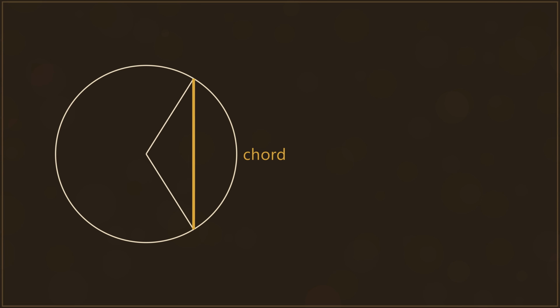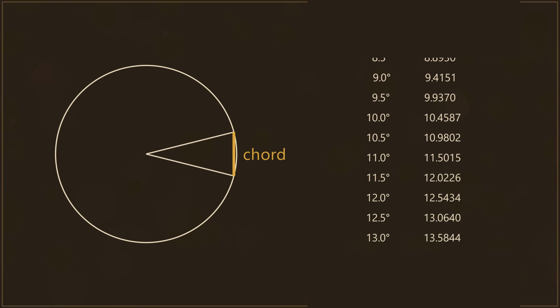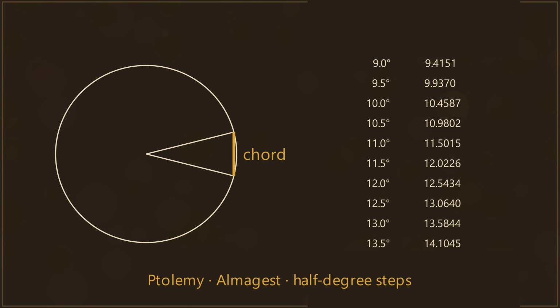He used something called the chord, the straight line joining 2 points on a circle. 300 years later, Ptolemy pushed the same idea into a table so precise it went in half-degree steps, and stayed in use for over 1,000 years.